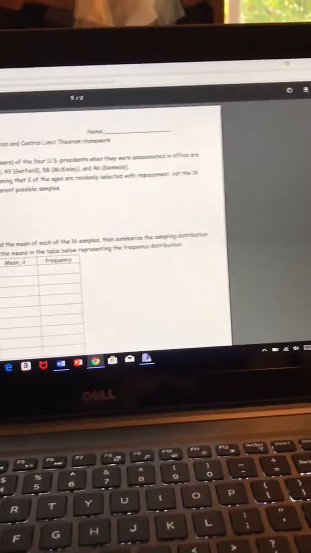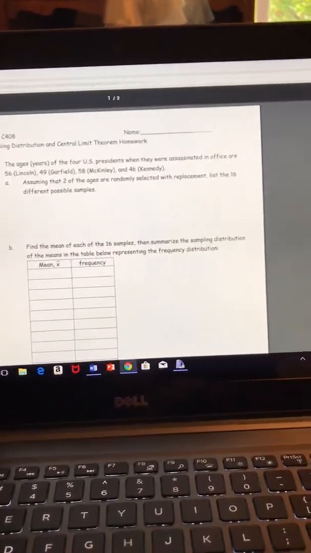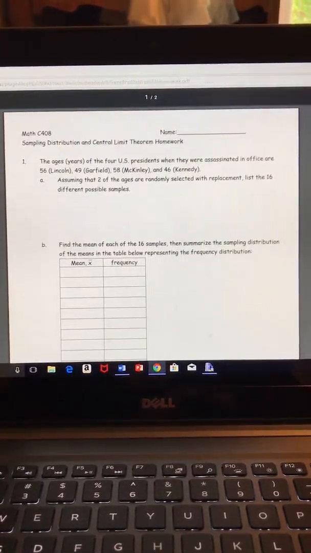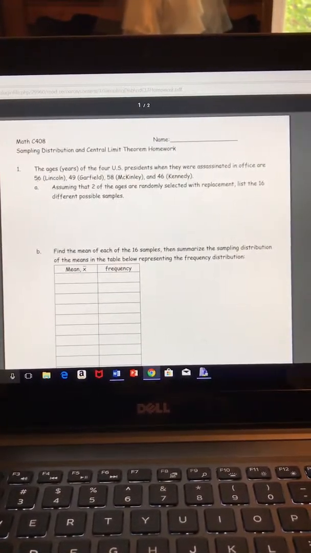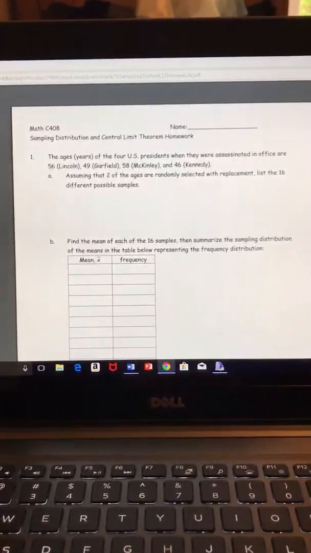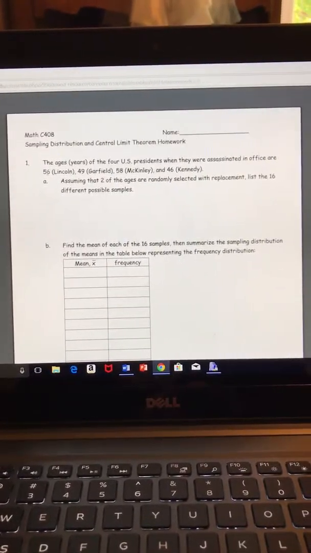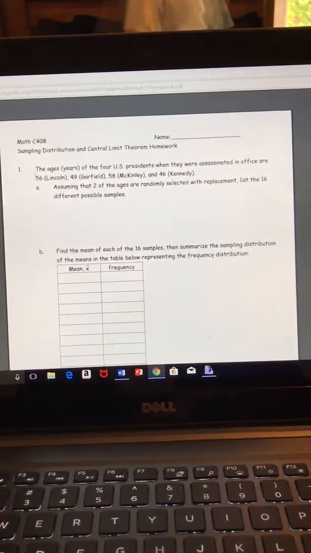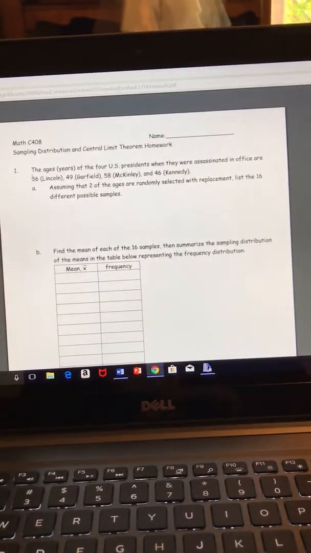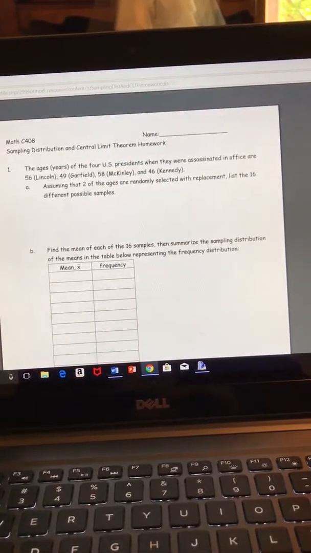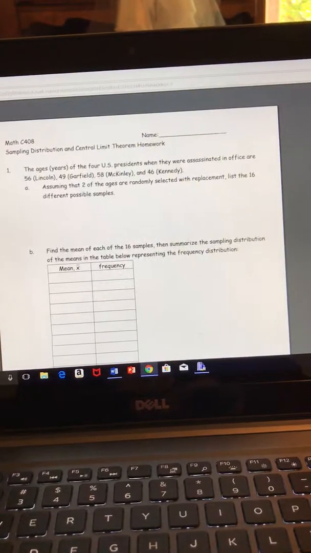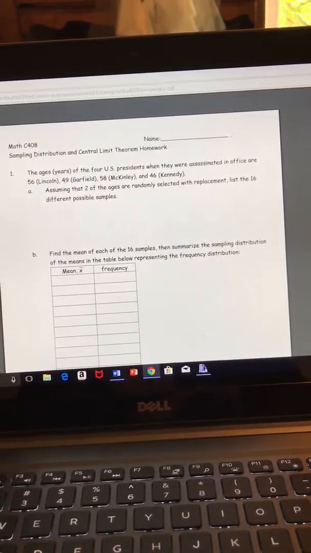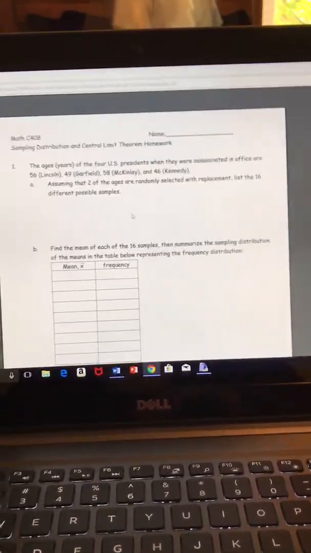It says the ages of 4 U.S. presidents that were assassinated in office. Here their ages are. You're going to select 2 of them randomly with replacement. List 16 possible samples. So just like with the dice where we did 1, 1, 1, 2, 2, 1, dotted off, so on and so forth. So you'll have 56 and 49, 56, well, actually you could start 56, 56, because it's with replacement, so you can select the same one twice. So 56, 56, 56, 49, 56, 58, 56, 46, and then move on over to here, 49, 49, 49, 56, 49, 58, etc. So there's 16 of them.